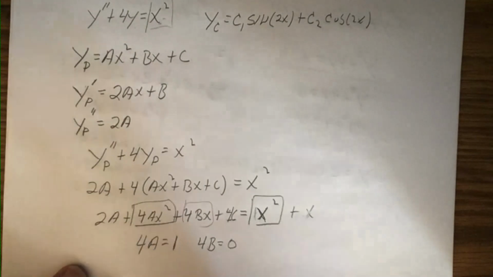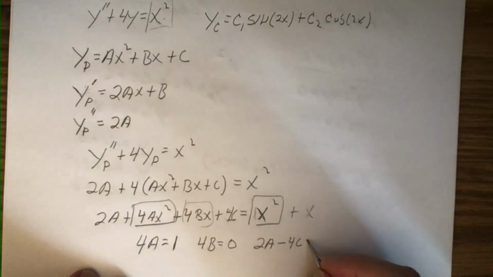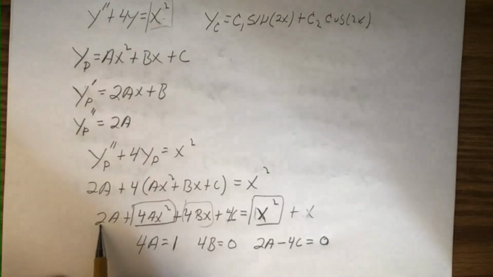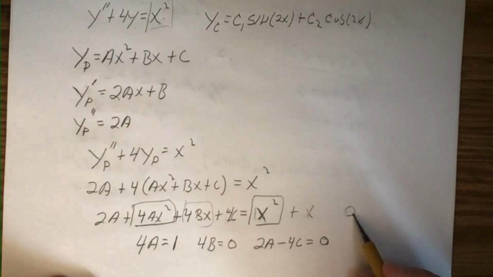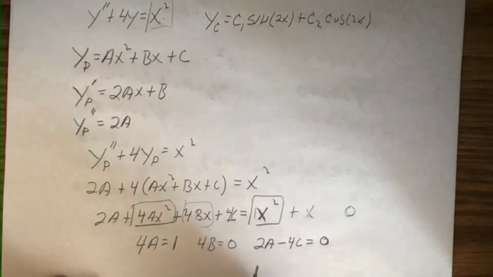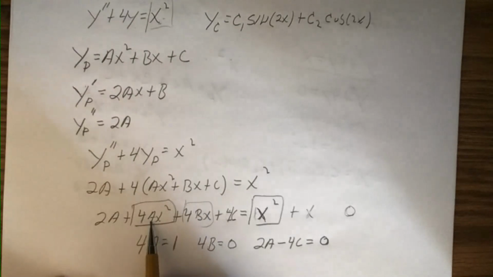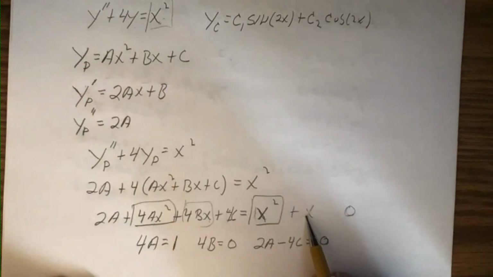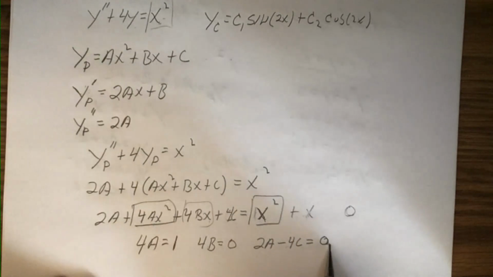And then this is also telling me that 2a minus 4c has to be equal to 0, because here I got a 2a, I don't have any coefficient in front of the x. Here I got a 2a, here I got a 4c, and on this side there's 0. So that's what we're doing. We're matching up the powers of x on this side and the powers of x on this side. Here I got 4bx, well, there's no power of x, so that's 0.